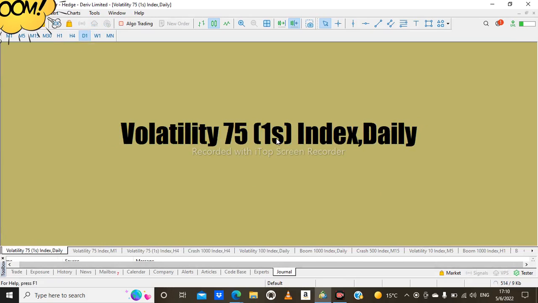Let's go to V75. This outlook is important. It's good to have a weekly outlook. Remember, when we're analyzing, we analyze from the bigger time frames going down, just to see how price is behaving.